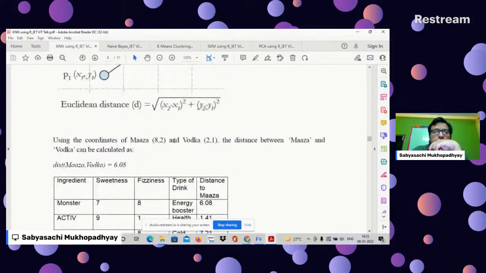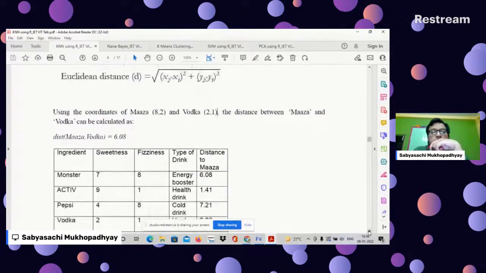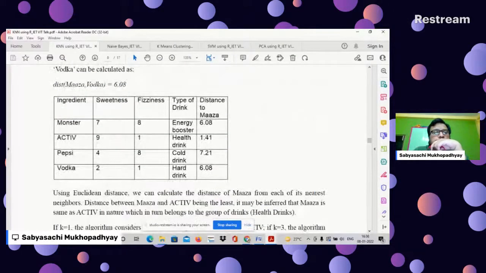The coordinate of the Maja is, for example, 8 comma 2, and if the Bhadra is 2 comma 1, then what will be the distance between them? The distance will be 6.08. So in this way, the other coordinate information will be given there. So if you have that information, you will find the distance to Maja.